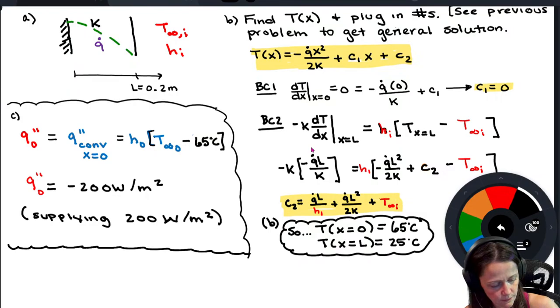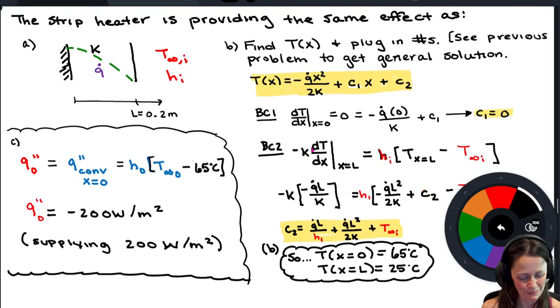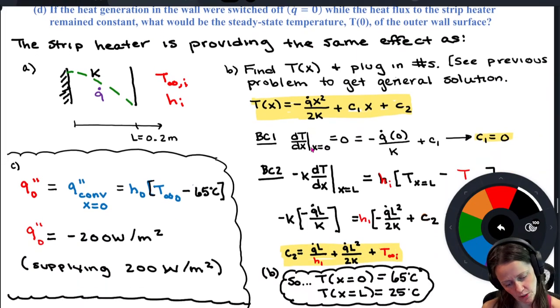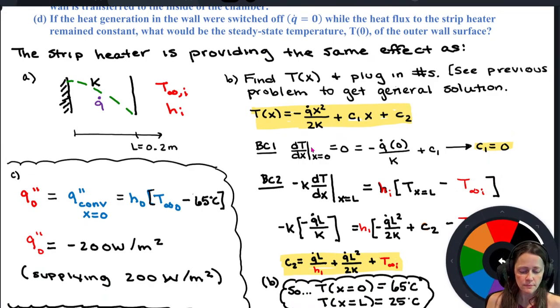Now let's go to part D. So I'm going to scroll up if that's okay. I'll scroll back down. Oh, that's perfect, actually. All right. So it's saying, now the heat generation in the wall switches off. So q dot is now equal to zero. However, that heat flux is still 200 watts per meter squared. What would the steady state temperature be at T at x equals zero for the outer wall surface?